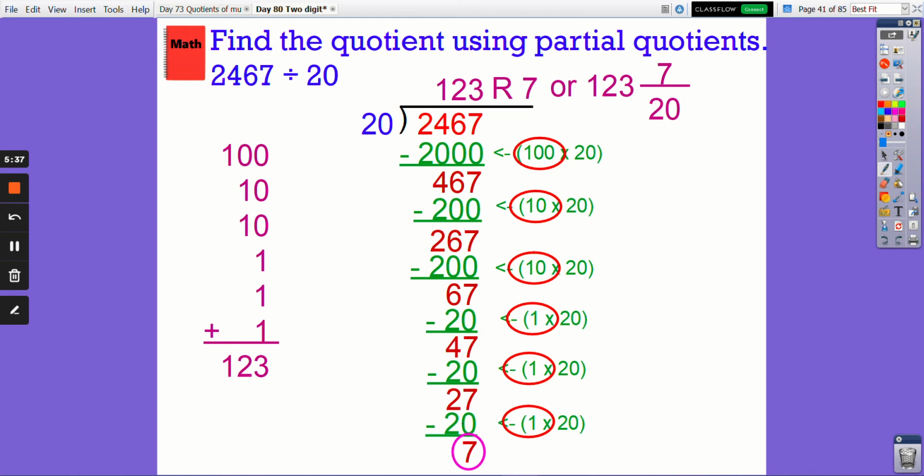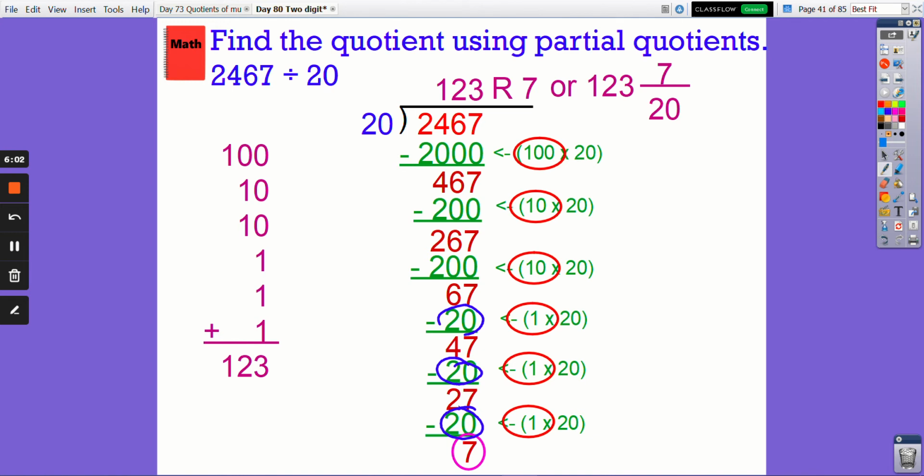So take a look at that. Some of you might be thinking, well, we could do that a little bit faster. The answer is yes, we could take bigger groups. If you see there's 20, 20, and 20, so if you knew 3 times 20 is 60, you could pull 60 out right away and shorten that up a little bit. So here's the thing with partial quotients.